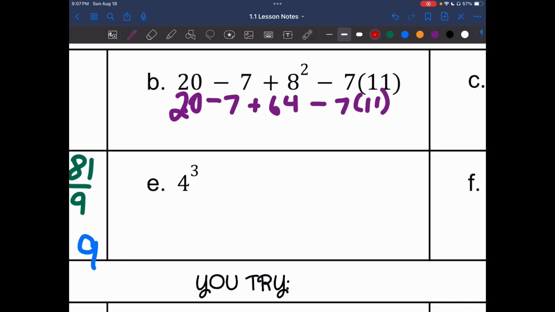So now we need to worry about multiplication next. So we have 20 minus 7 plus 64. And now it's 7 times 11, so we have minus 77. Okay. And now we are going to combine all of these together. We're going to work from left to right. So 20 minus 7 plus 64 minus 77, all of that is going to add up to a negative 10.